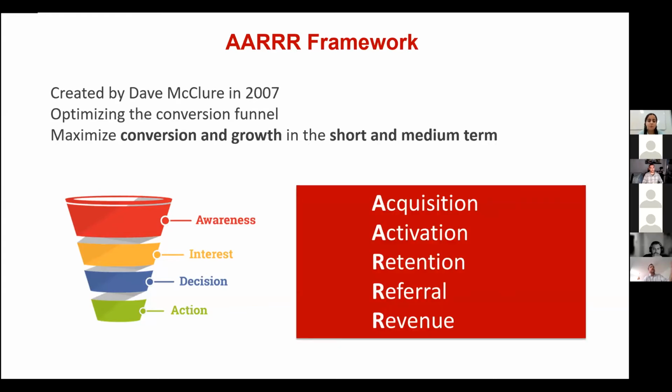So here we have what each R actually means. We have acquisition, activation, retention, referral, and revenue. These should be, more or less, the things that we take into account when we are launching our game, and we will focus on each one separately.